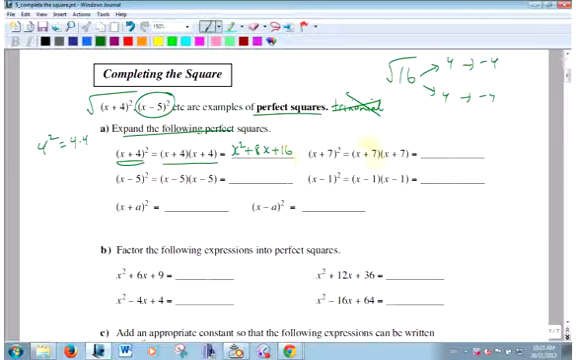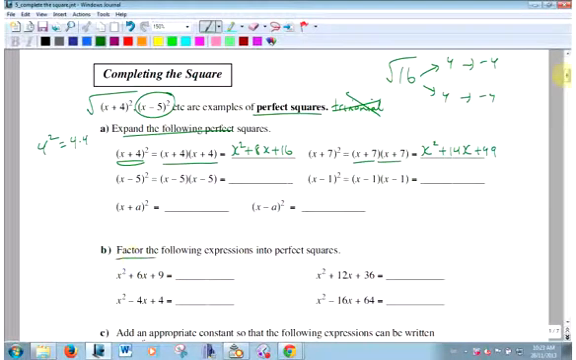Let's just do one more. First thing you want to do is write it like that. x squared plus 7x and 7x, 14x and 49. That's what a perfect square binomial becomes when you FOIL it.